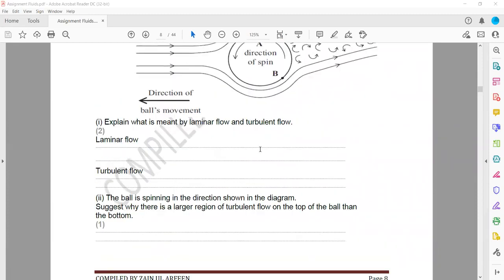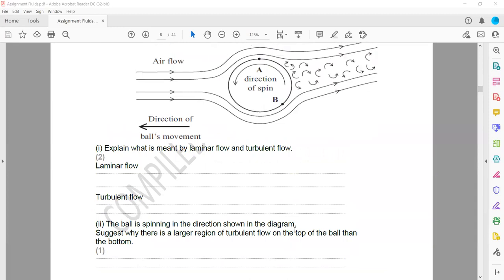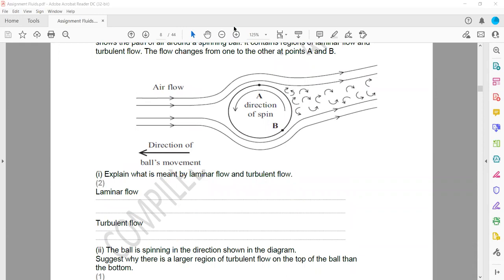The ball is spinning in the direction as shown. Suggest why there is a larger region of turbulent flow at the top of the ball than at the bottom. Here, you can see at the top of the ball a greater portion is turbulent as compared to that of the bottom. When you check this movement of the surface, this is the surface of the ball. So this surface of the ball is moving opposite to the fluid, so there will be more air resistance. When there is a greater air resistance, that will increase the turbulent flow.